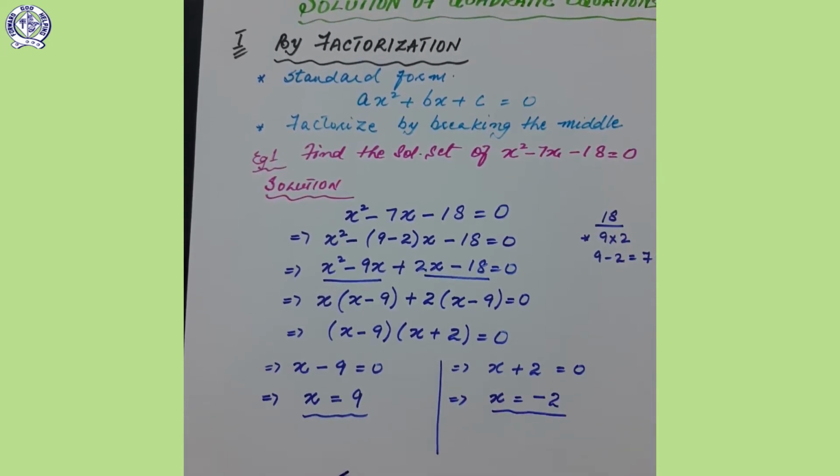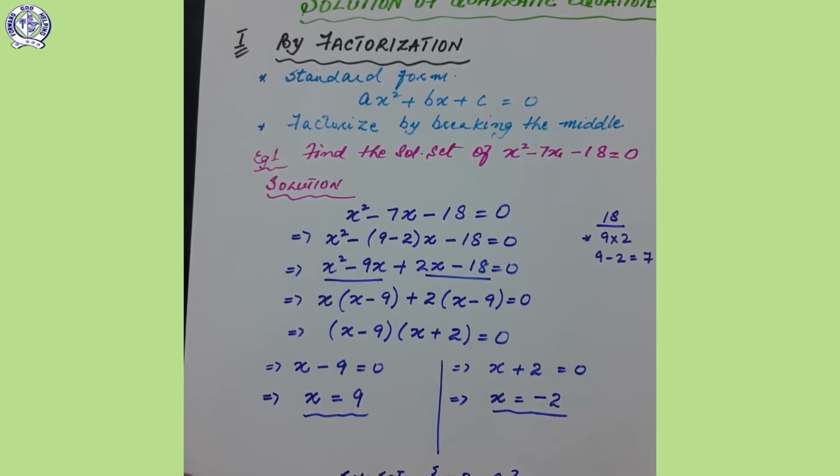When you write solution set, I told you that always write the minus value first, small value first. So small value is minus 2 and then 9, only in curly bracket because only value of x is given. So in curly brackets you will write the solution set. So this is the answer. It's easy, it's simple. If you know how to break the middle term, you can easily solve this by factorization. Very simple it is.